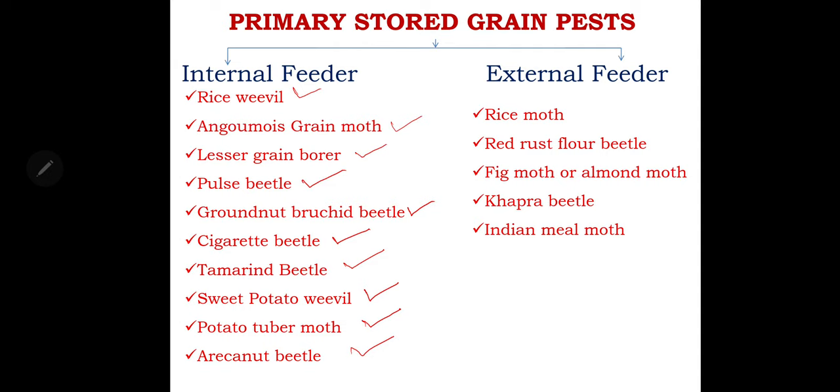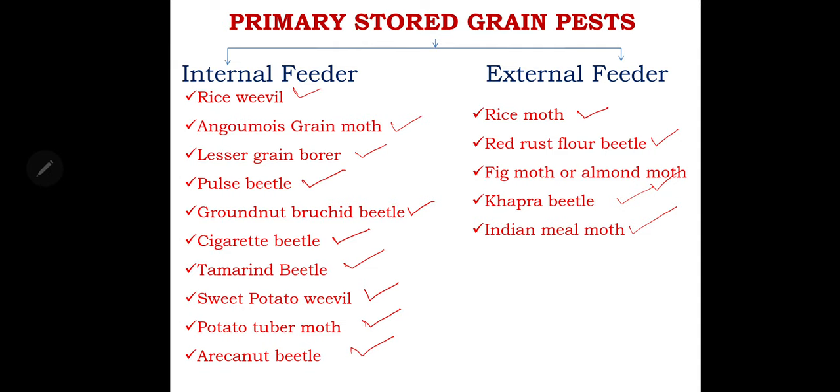Whereas the external feeder pests include rice moth. Rice moth is a very serious, important pest. Its scientific name is Corcyra cephalonica. Then rust red flour beetle, Tribolium species. Then fig moth, or also called almond moth, Ephestia species, then Khapra beetle. Khapra beetle is Trogoderma granarium. And the final external feeder pest in primary storage grain pests is the Indian meal moth. It is Plodia interpunctella.